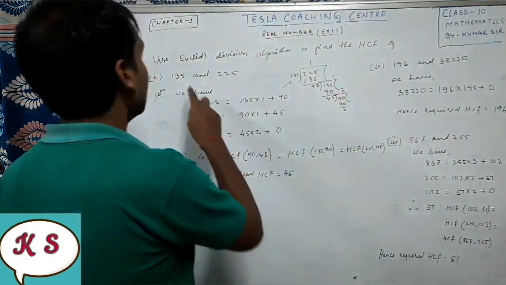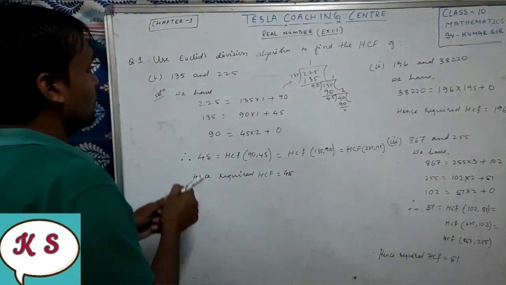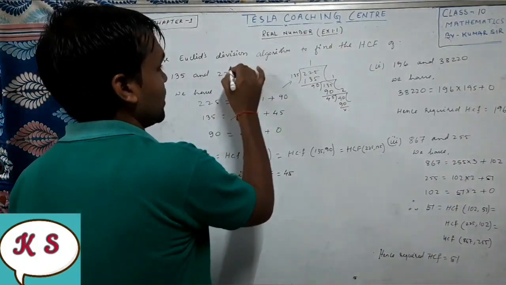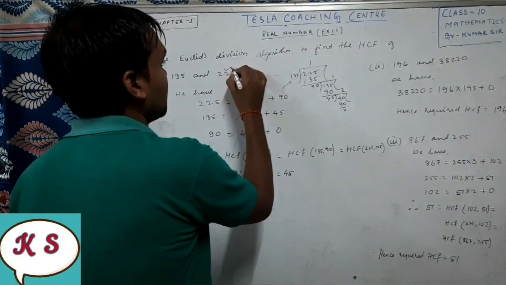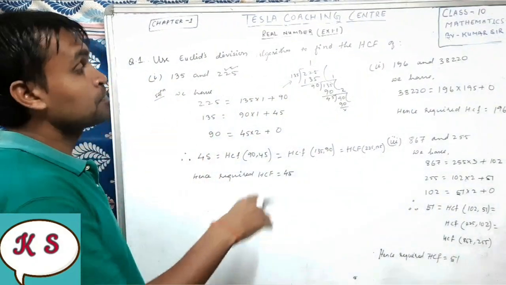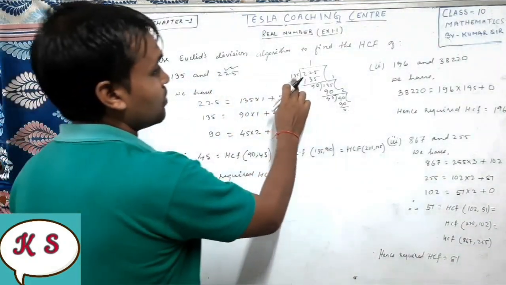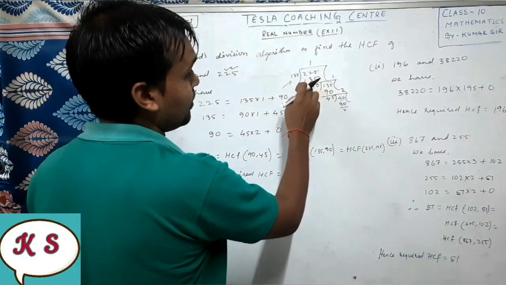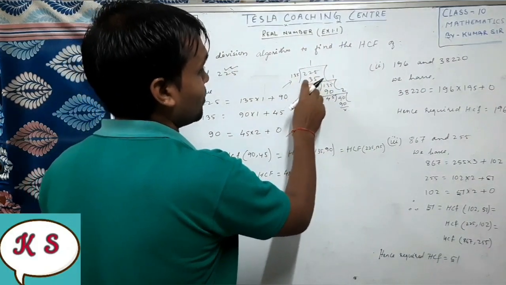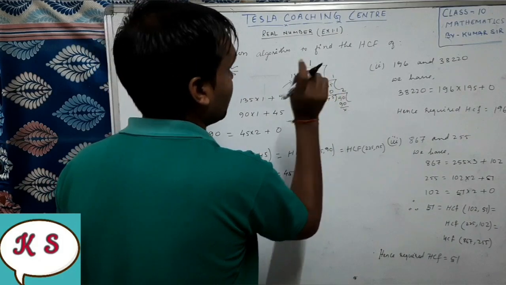Here it is given 135 and 225, right? First of all you have to select which one is the bigger one. The bigger one, of course, is 225, so we'll write 225 here. This 225 you will be dividing by 135. As you can see here, I have divided 225 by 135. How many times will it go? It will go one time. So I have written 135 here.